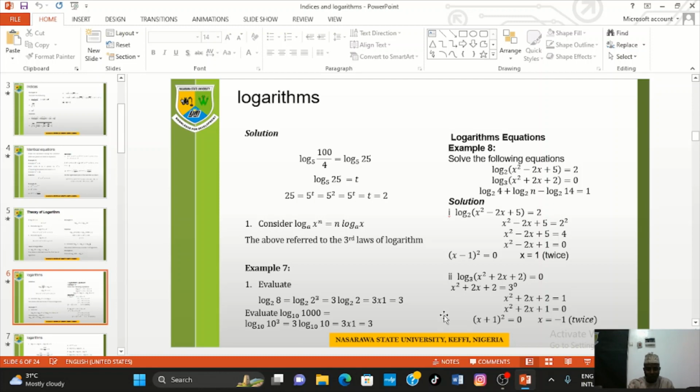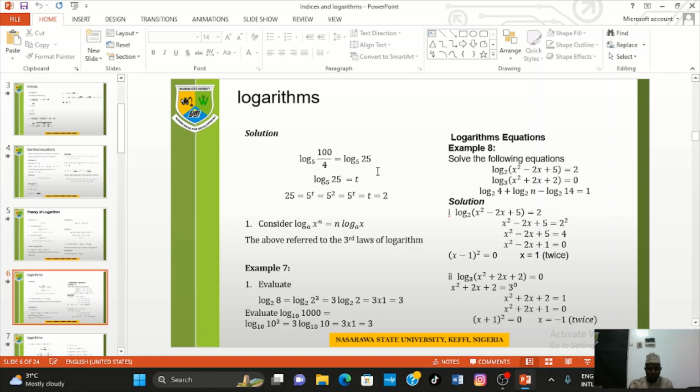So we have the result now as this. As they are minusing, you transform it to be in the form of division. You can have it as log 100 divided by 4 to the base 5. So 100 divided by 4 will give us 25. We have that as log 25 to base 5.